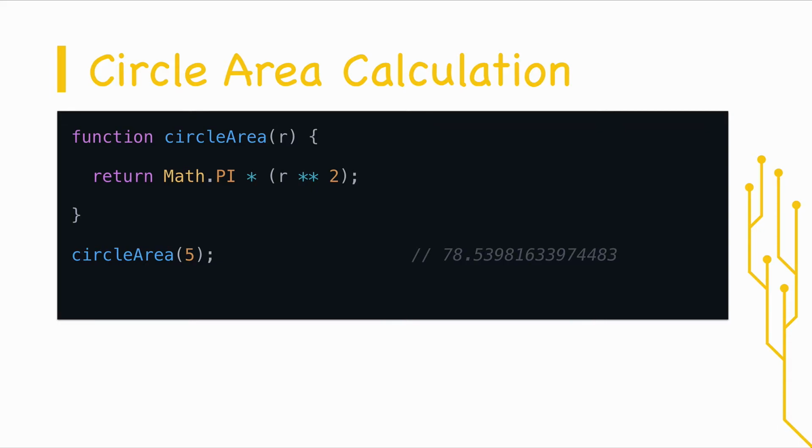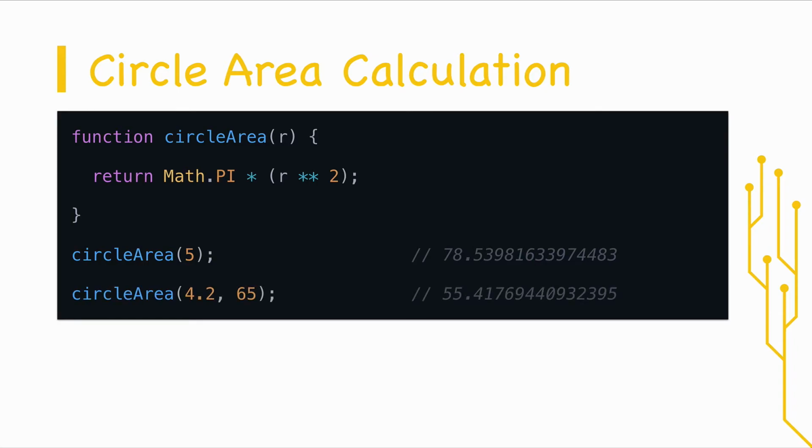So in this case, when we call circleArea and then 5 inside parentheses, we get the value 78.54 approximately. And that is the value that is returned by this function. And if you manually calculate pi times 5 squared, you'll see that this is actually the correct value. So this function was able to calculate the area of the circle correctly by using the radius as a parameter. So this function actually works.